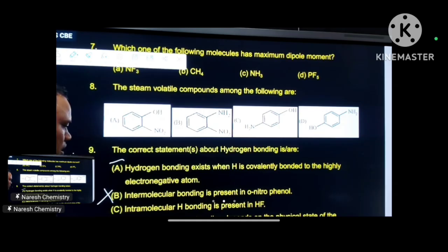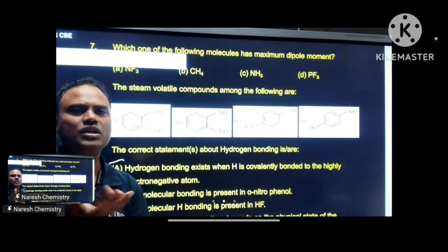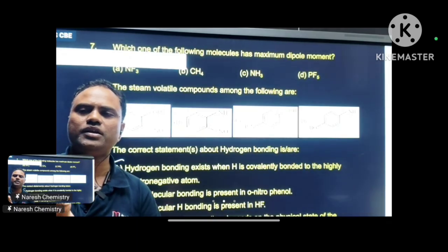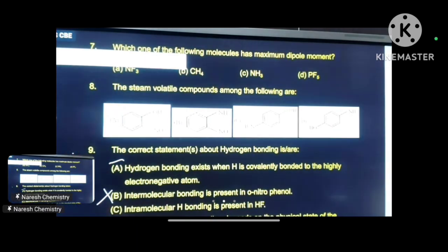Next, intramolecular hydrogen bonding is present in HF. In HF, water, HF, ammonia, it is intermolecular. Because if we take HF liquid in the beaker, this is one HF molecule, this is one HF molecule. Between two, inter. This is also a wrong statement.